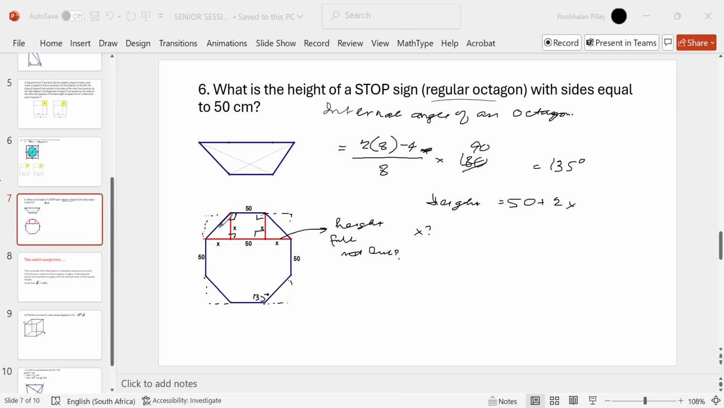Right? And now x is easy because this is a right angle triangle. So these are two sides of a right angle triangle. So you've got x squared plus x squared is equal to the side squared, which is 50 squared. X squared plus x squared is the hypotenuse squared, but the hypotenuse in this picture is just the side of the octagon. All the sides are equal. They're all equal to 50 centimeters. It was given. So you have 2x squared is equal to 50 squared.